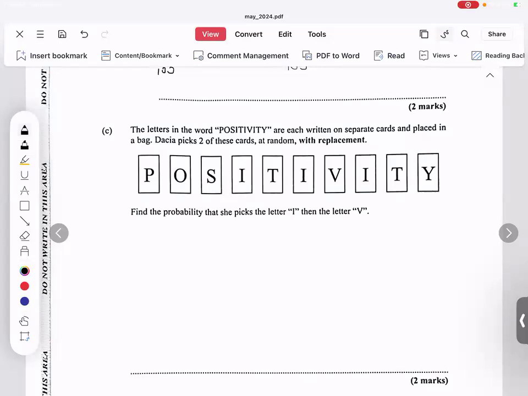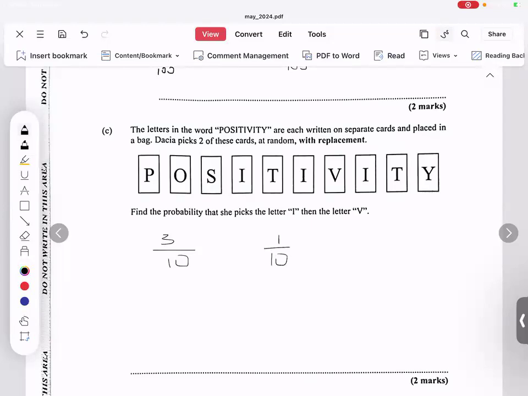So what's the probability of her picking an I from this bag of letters? How much I is in the word positivity? 3. And how much letters is in the bag? 10. 1, 2, 3, 4, 5, 6, 7, 8, 9, 10. Good. So the probability of her picking an I is going to be what? 3 out of 10. What's the probability of her picking a V? 1 out of 10.